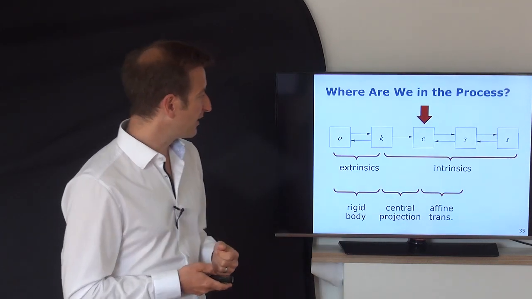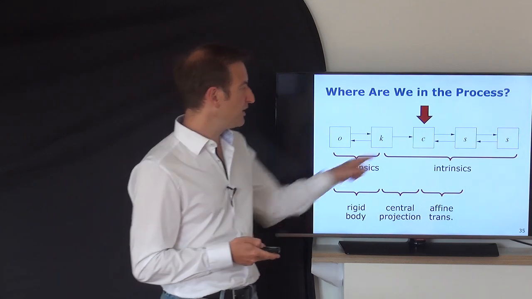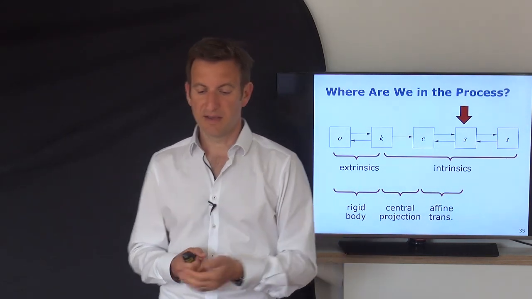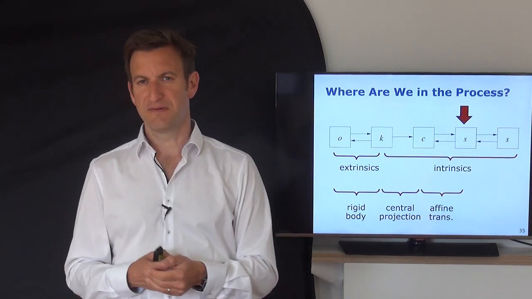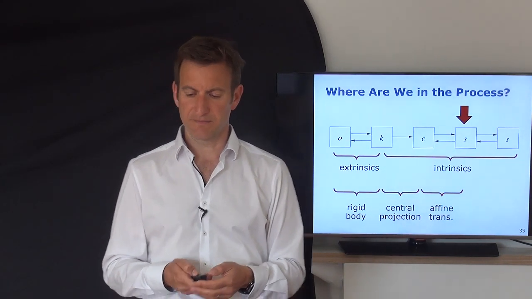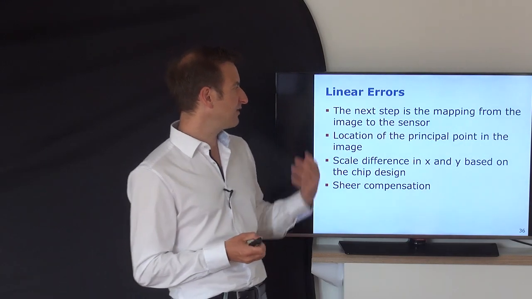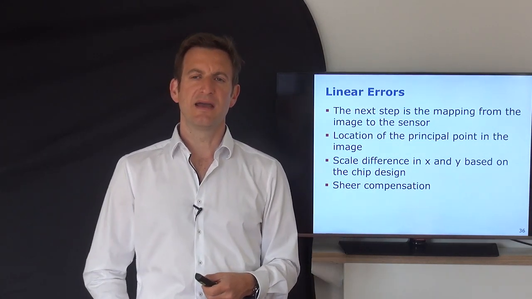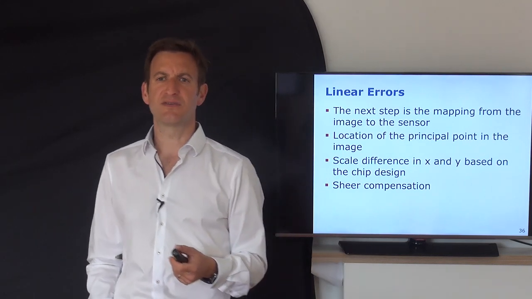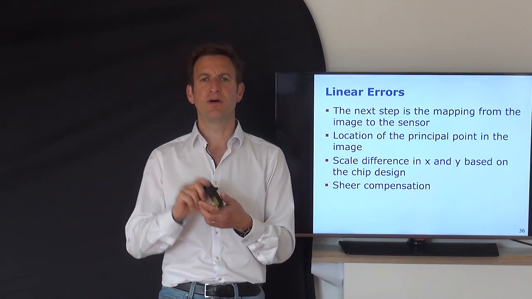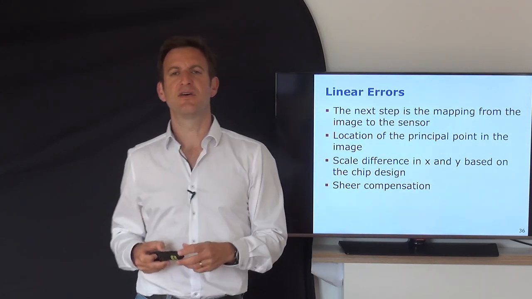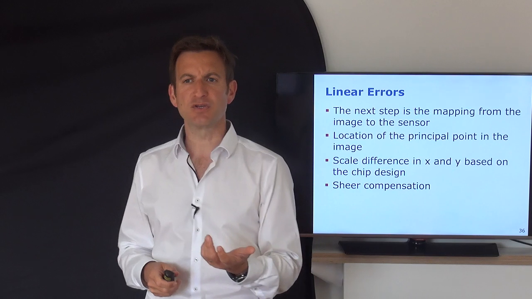So if we are in our overall overview, we now move from this C to this S over here. And this is typically done through an affine transformation that we have over here. So the next step is a mapping from the image plane onto our sensor. And important things here are the location of the principal point. So the principal point is a point where the optical axis passes through the image plane.